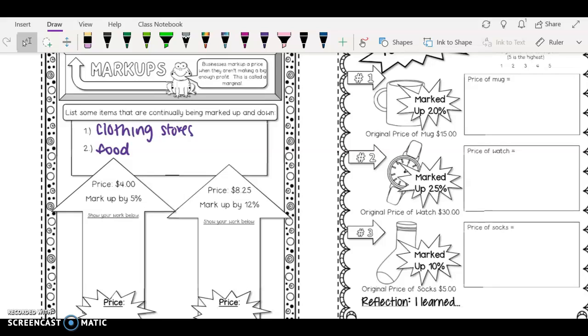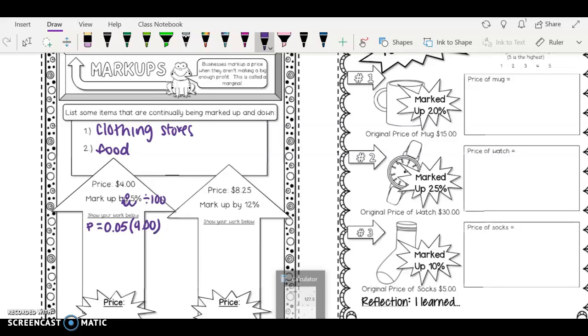But we're going to take a look at how to show a markup. So it says that the price was $4, but we're going to mark it up by 5%. That way you make back your $4, but also you'll make some extra money too. This is very similar to what we just did. So again, we are going to look for our part, and we're given our percent, so we're going to divide that by 100, which means that we move that decimal 2 places, and we fill in that empty space with a 0. So my percent turned into a decimal is 0.05, and then I'm going to multiply that times my original price that I bought the item for.